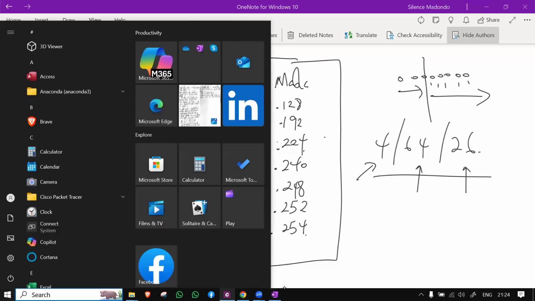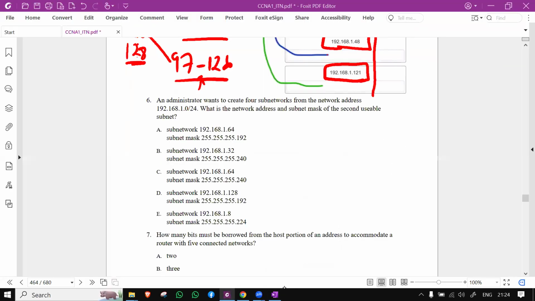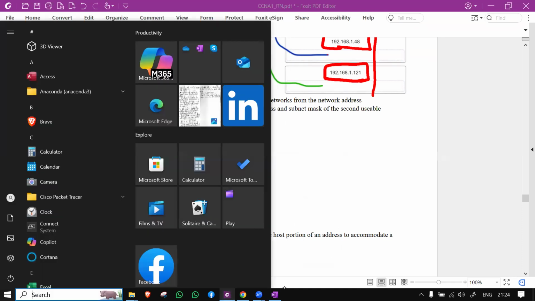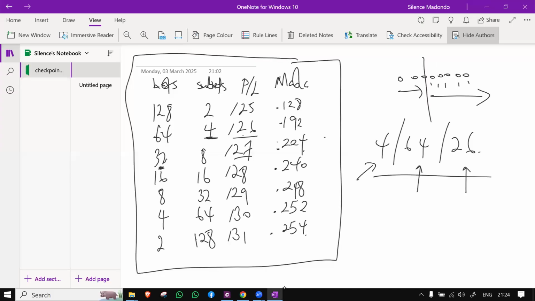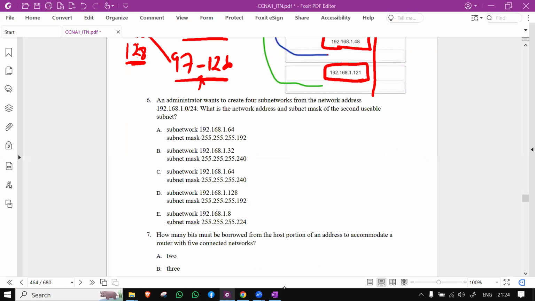Question again, just to be sure I'm doing it right. What is the network address of the second subnet? Second usable subnet. The first one will be 192.168.1.0? I think so. 1.0, yes.